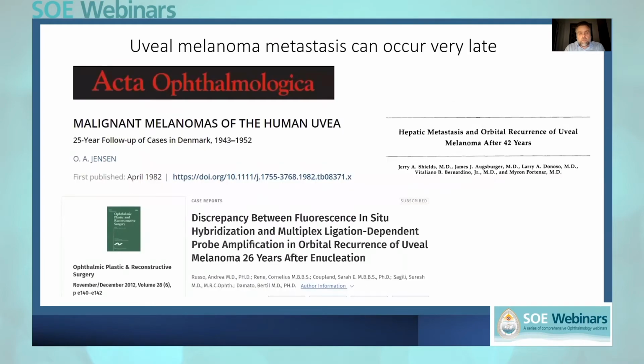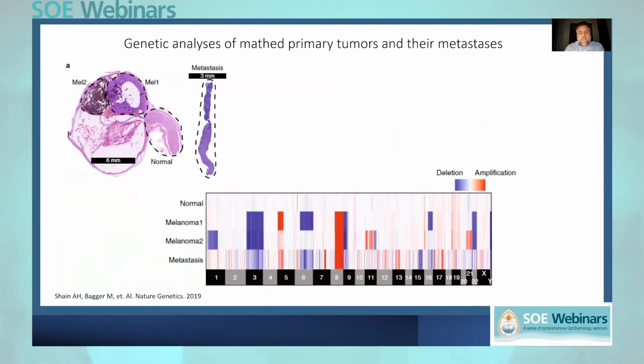The problem with the uveal melanoma metastasis is that they can occur very early, but they can also occur very late, up to 42 years after the primary diagnosis. And this concurs very poorly with a hypothesis of a punctual evolution of metastatic disease. We therefore wanted to investigate a bit more about the metastatic evolution, and we set out to analyze pairs of primary melanomas and their liver metastases.